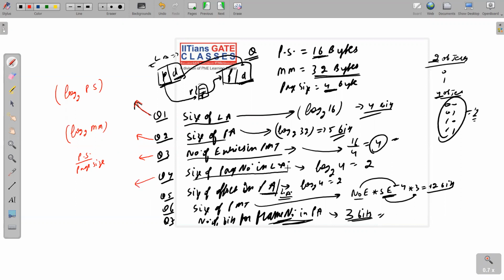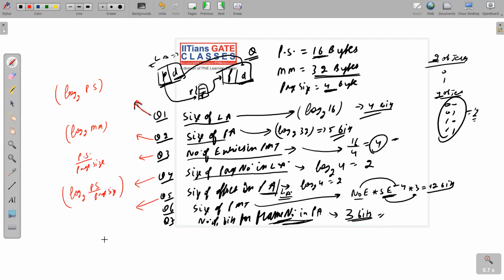Size of page number in logical address: the size of page number will be this quantity, whatever we have got. You just do log base 2, because the number of pages is now with us. So log base 2 of the number of pages will give us our answer. So what will be our answer? Log base 2 of process size upon page size.